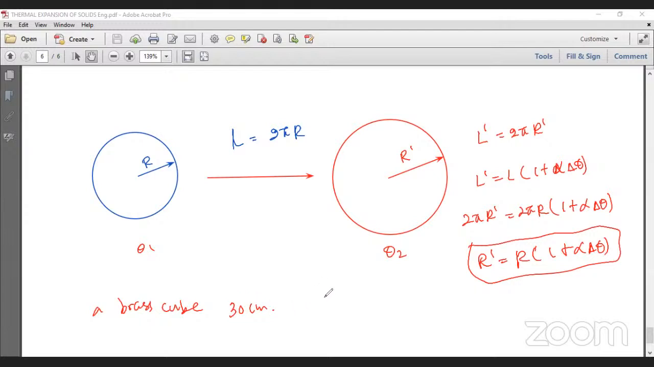What is the increase in the surface area when it is heated from 20 to 70 Celsius? The linear expansion coefficient of brass is 1.9 times 10 to the minus 5.